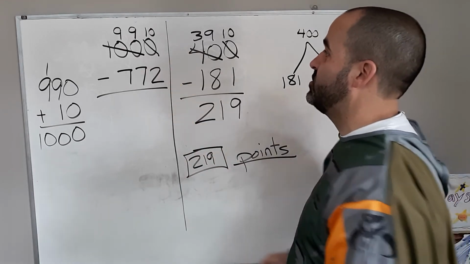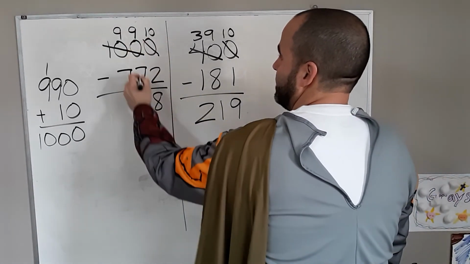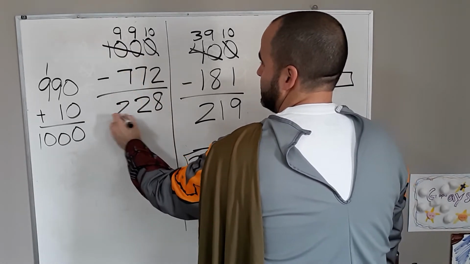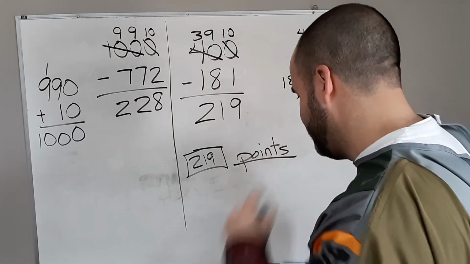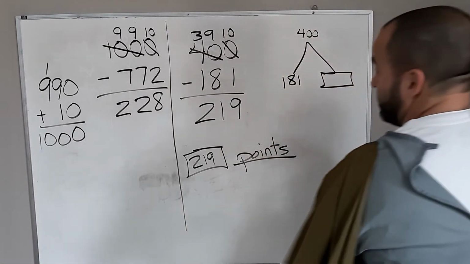So now we can subtract. 10 minus 2 equals 8. 9 minus 7 equals 2. 9 minus 7 equals 2, and there's your answer. And that is the first one on the back side of the sheet. Let's go on to the second one.